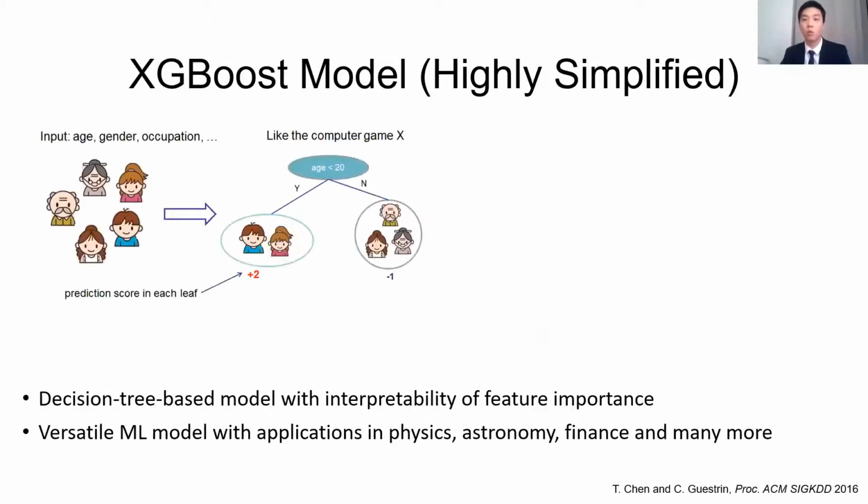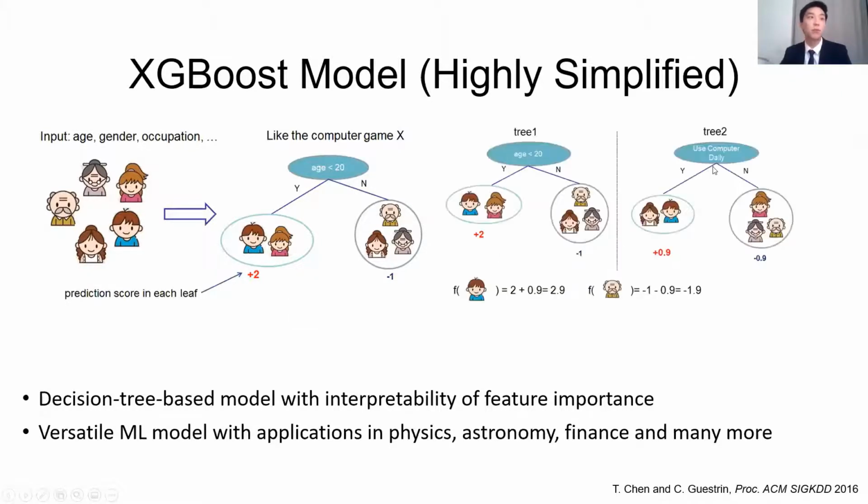So let me go off track a little bit to consider a problem: predicting which family members like the computer game. And you might come up with a decision tree of age less than 20 and assign different scores to each group.